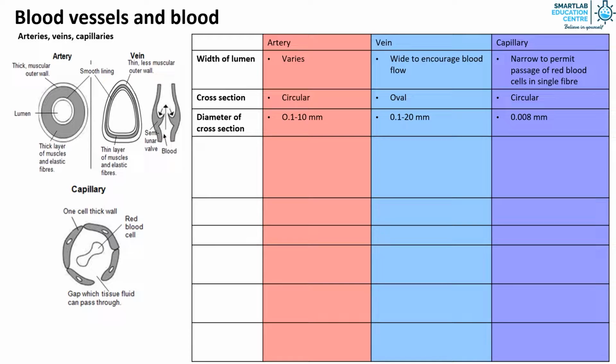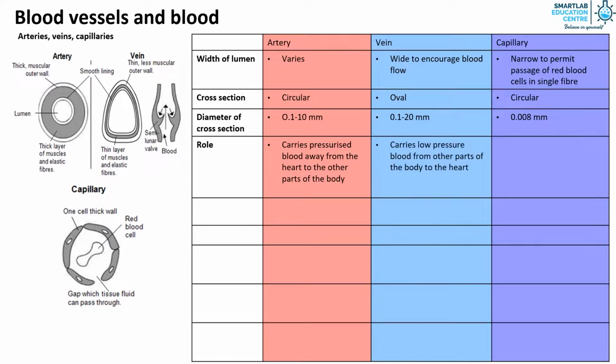Fourth, let's compare their role. The artery carries pressurized blood away from the heart to other parts of the body. The vein carries low-pressure blood from other parts of the body to the heart. The capillary is responsible for the exchange of nutrients, gases, and waste products. It also connects arteries and veins.